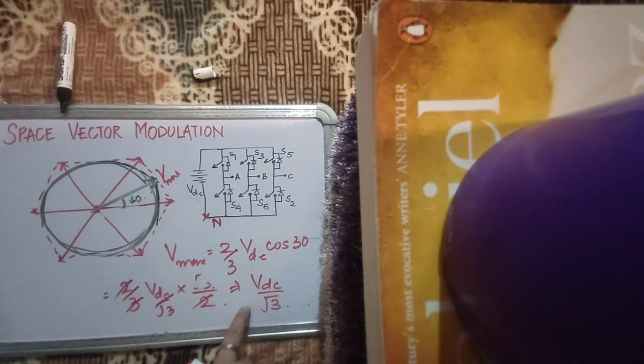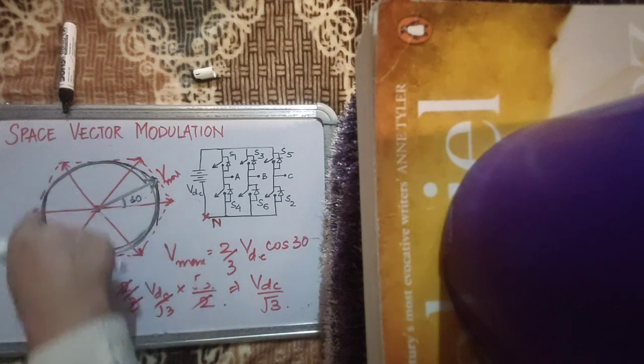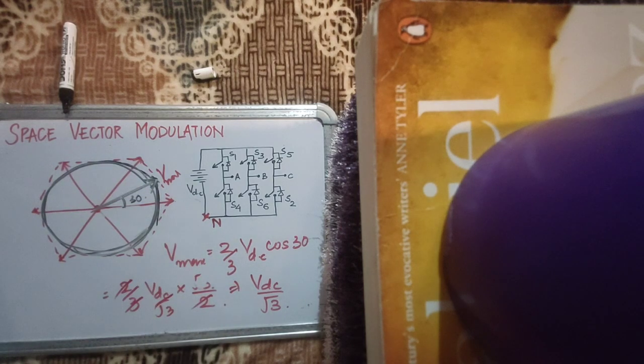Now this VDC by root 3 is the maximum peak value. This is the peak value, right? The peak value of the pole voltage. What is the RMS value of the pole voltage?